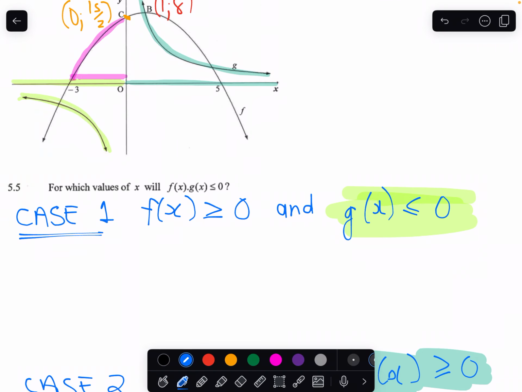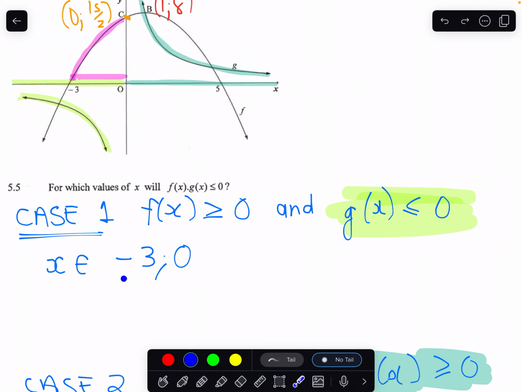So we know that when x is between -3 and 0, let's not include brackets yet, we get negative g values and positive f values. Cool. Then we always have to think about whether to include or exclude the boundary: square brackets or round brackets.